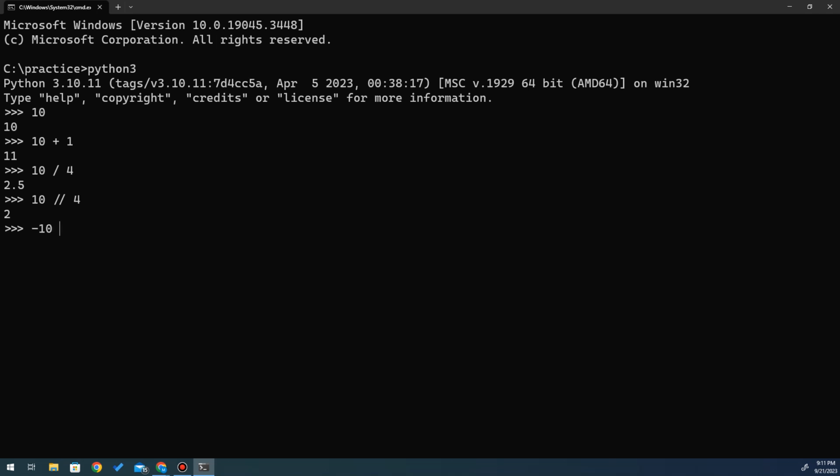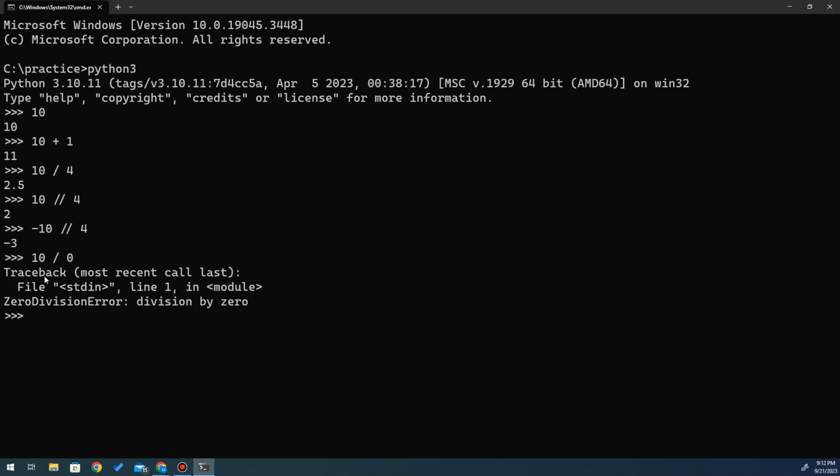Or if we did negative 10, floor division 4, we get a negative 3 because it is floor division. It's always going to round to the lowest number. What if we divide by 0? Oh, we can see here that we have a ZeroDivisionError is our type of error, and our message is division by 0 and occurred on line 1, which we're in the shell. So line 1 is just the line we previously typed.